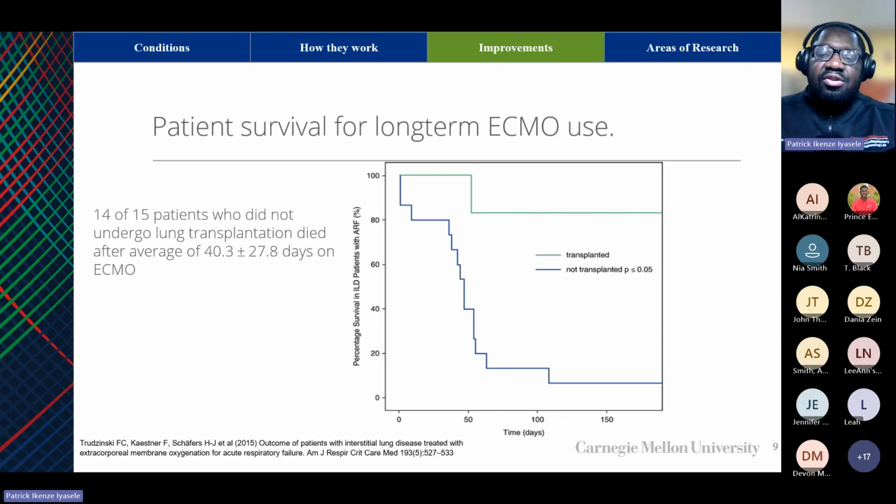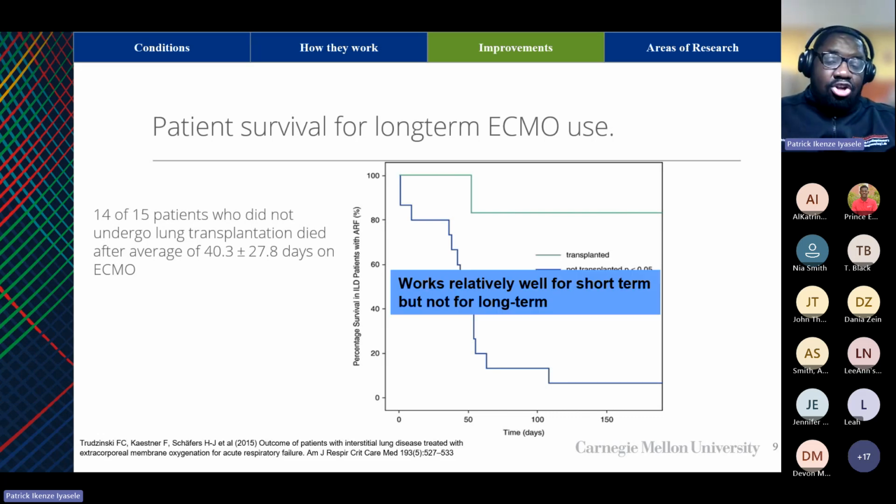So ECMO has been used to treat patients in both short-term and long-term usage. In the Trudzinski study, they treated patients that had acute respiratory failure from interstitial lung disease with ECMO. These were patients that were too sick to receive a lung transplant. 14 out of 15 of these patients died after an average of 40 days on ECMO. And as you can see in this graph, ECMO performed well for the first 3 weeks with a survival rate in the 80%. But after a month, the survival rate decreases greatly. This shows that ECMO works relatively well for short-term usage, but not for long-term usage.